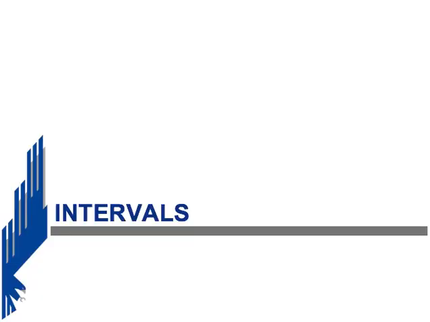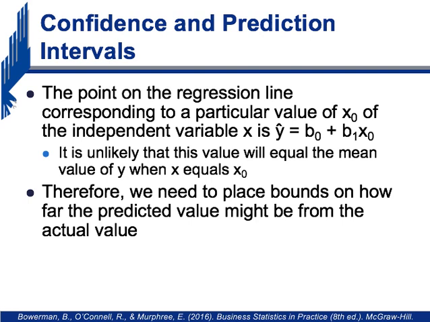In regression analysis, we can also compute for intervals. Particularly, we have confidence and prediction intervals. Now, the point on the regression line corresponding to a particular value x sub 0 of the independent variable x is y hat equal to b sub 0 plus b sub 1 times that x sub 0. Now, it is unlikely that this value will equal the mean value of y when x equals x sub 0 because, again, there might be other factors that can affect the value for y.